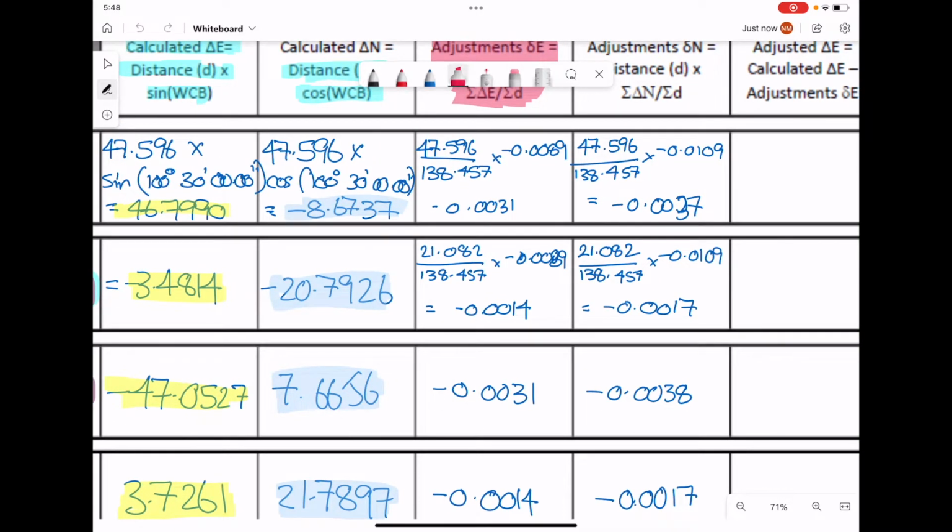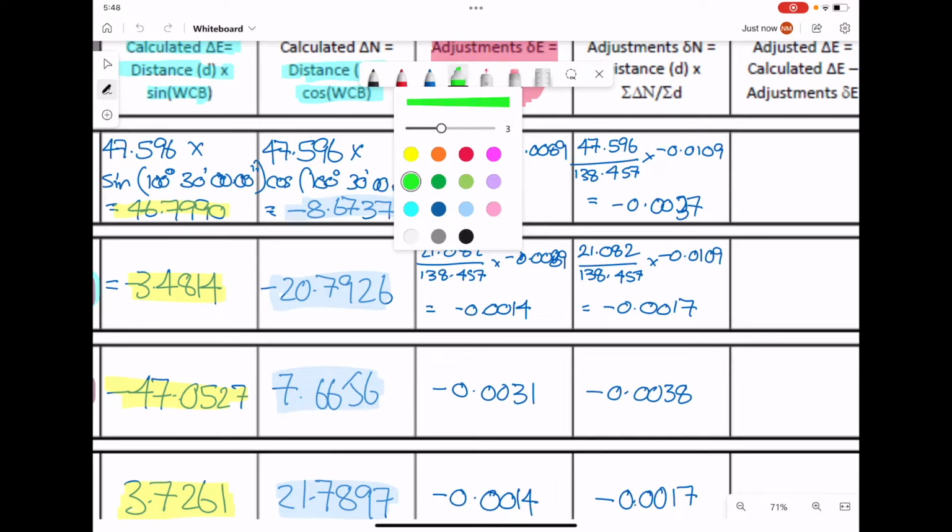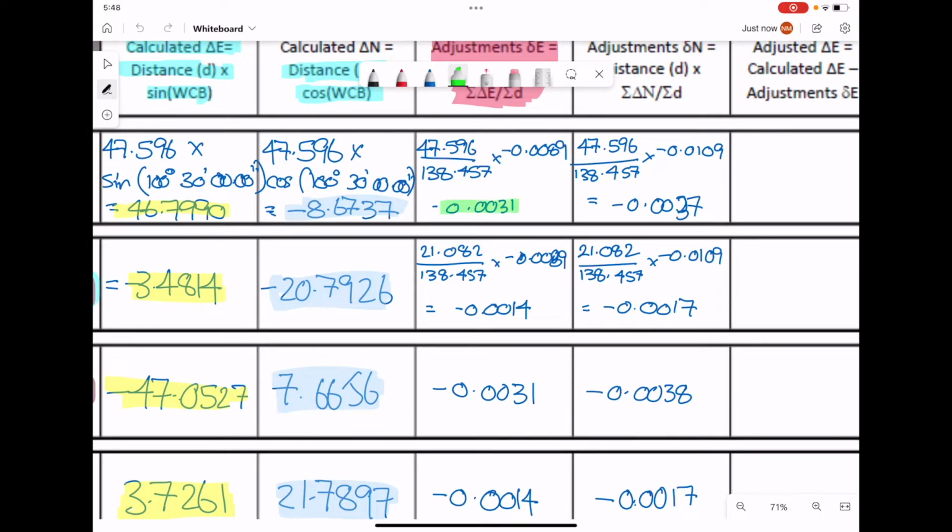These adjustment values are the values that are going to be applied to the partial coordinates such that they will slightly change the partial coordinates, such that when we add up the column of values, they should be mathematically correct, i.e. the totals for the adjusted should give you a value of 0.